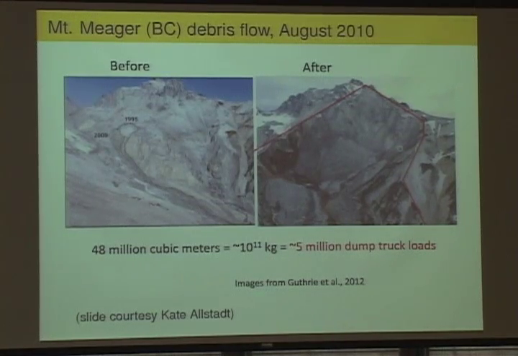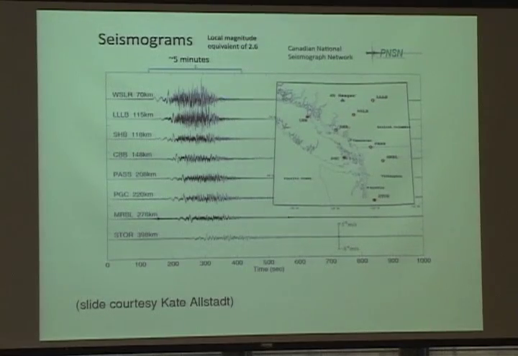So I'll show you one animation of another debris flow problem that I've been looking at recently. This is a big landslide that happened up on Mount Meager in British Columbia in 2010, where a big chunk of the mountain, 48 million cubic meters, let loose and went down the valley. This was an uninhabited valley, but it was still a pretty major event there.